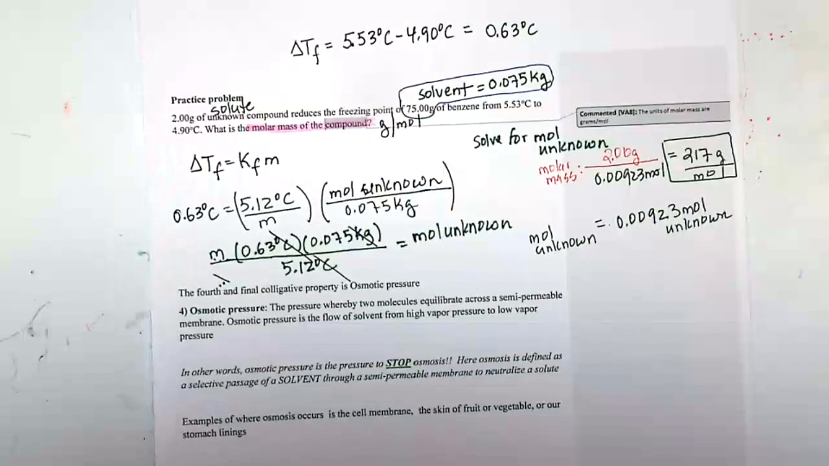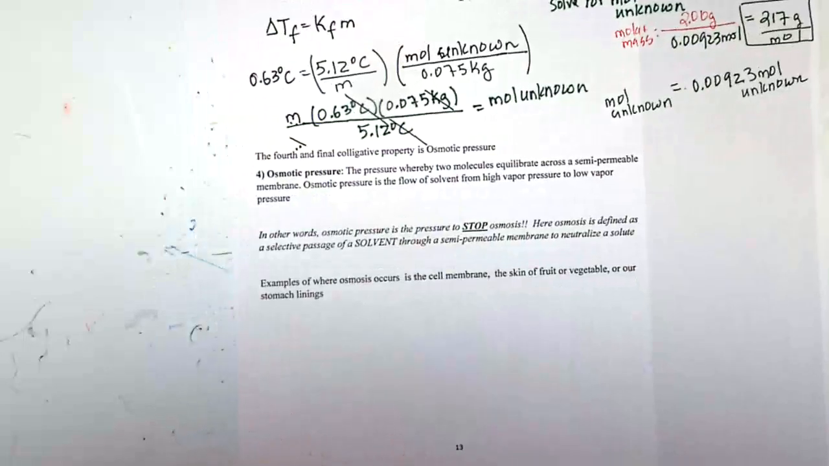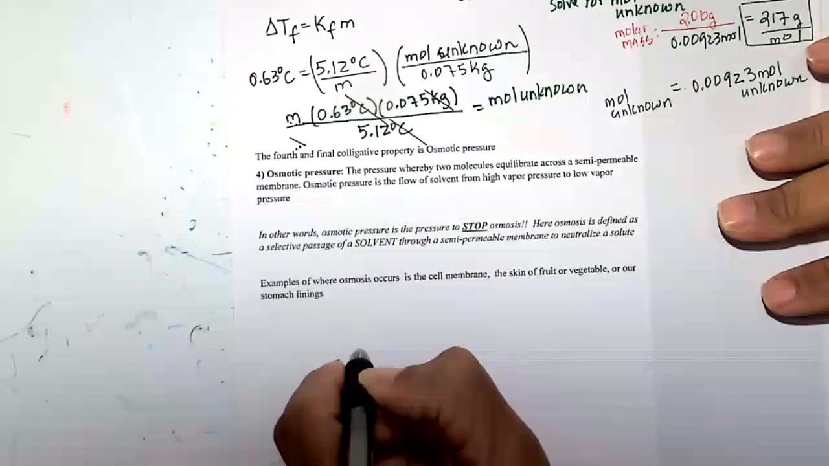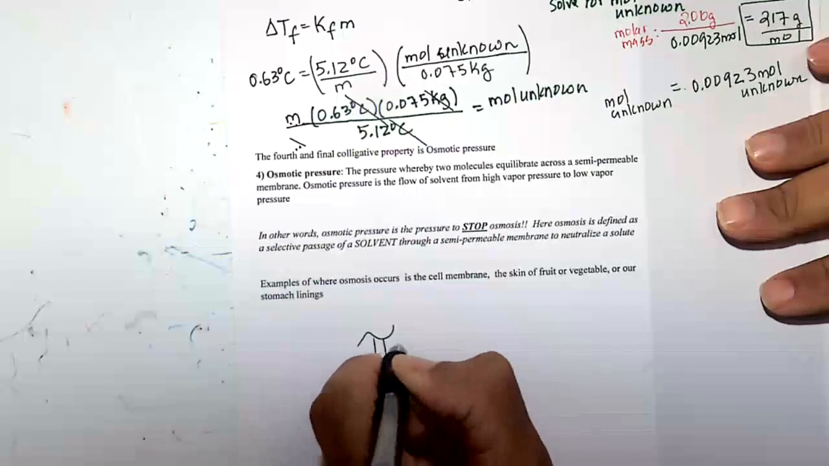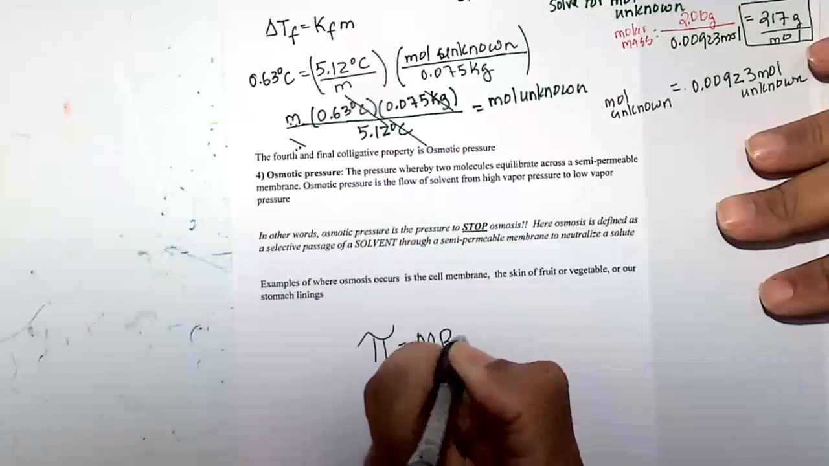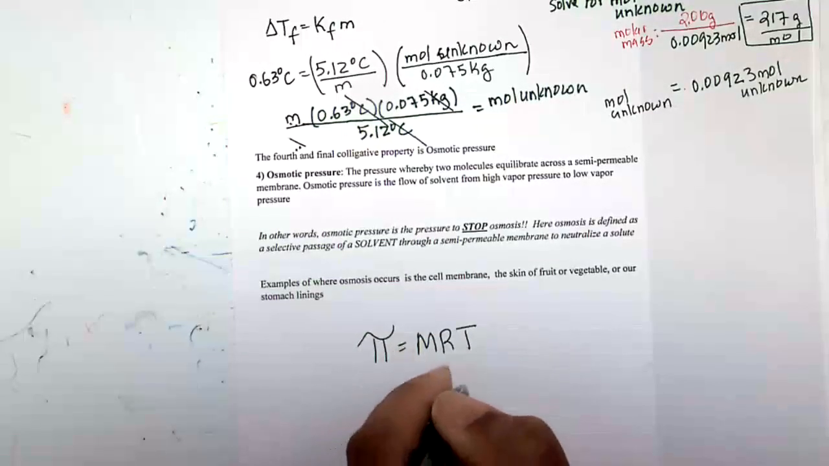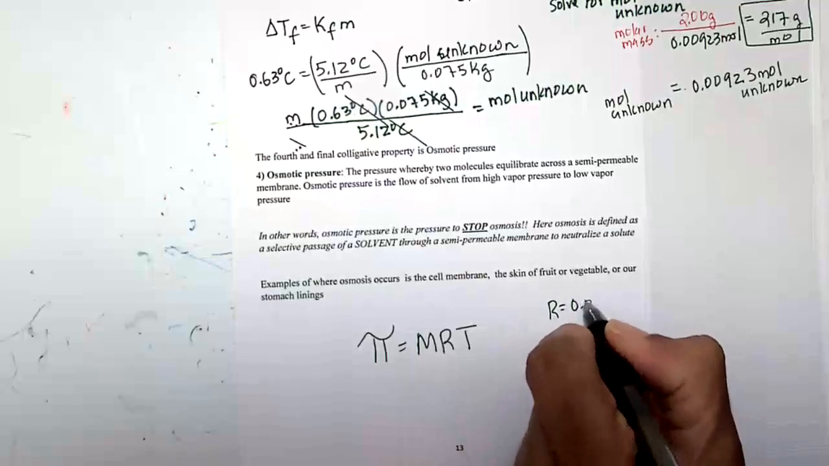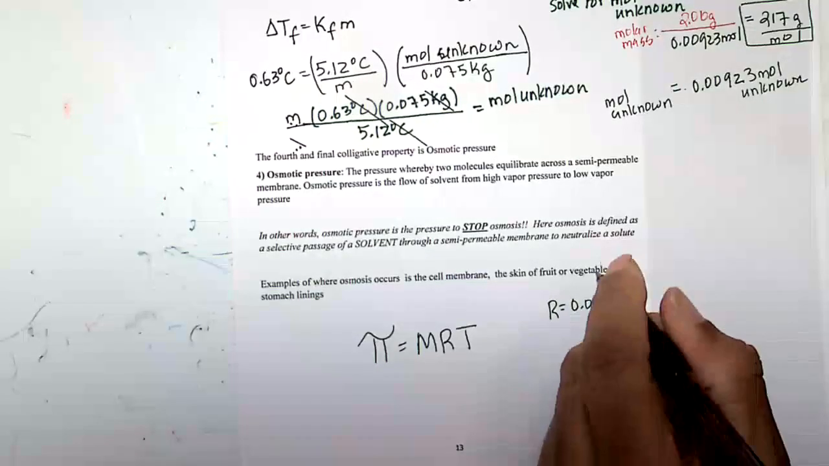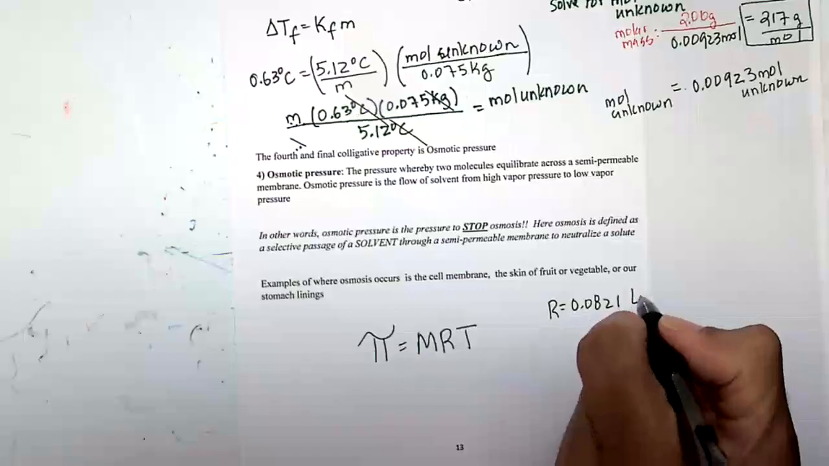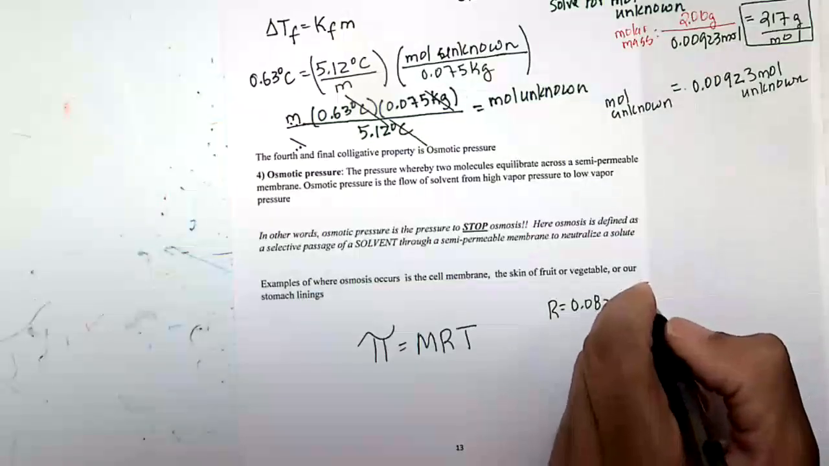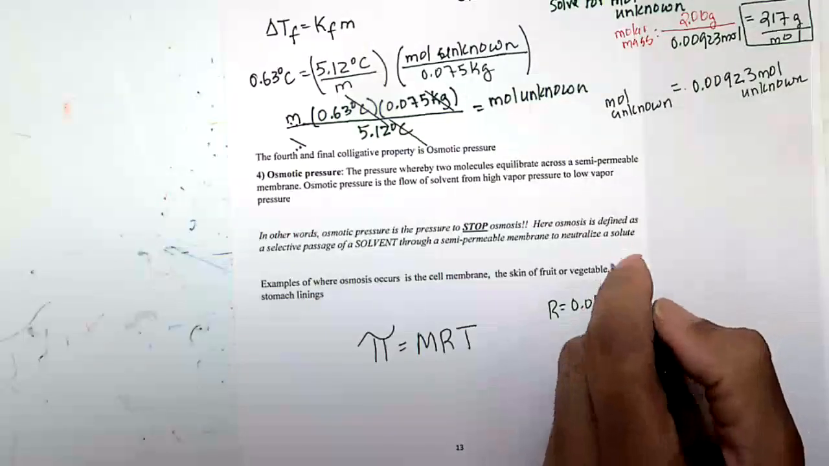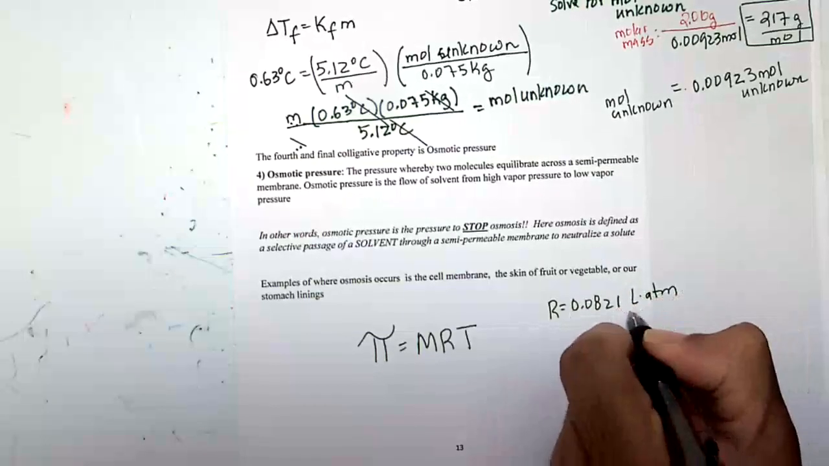All right, our last colligative property here is osmotic pressure. I'll just go ahead and give you the formula for osmotic pressure. It's pi equals MRT, molarity times R times temperature T. R is 0.0821 liters atmosphere per mole Kelvin.